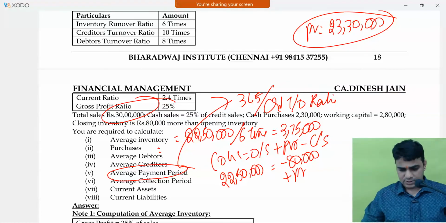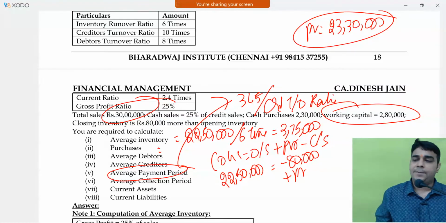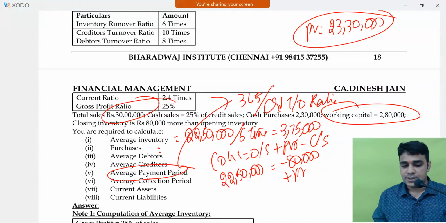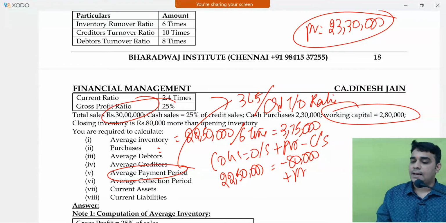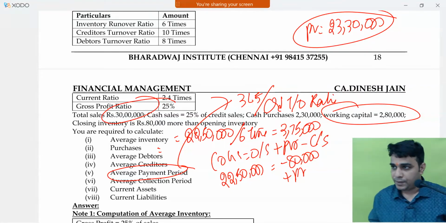Okay, working capital is also there. You'll use the understanding of working capital and get to your current asset and current liability. CA minus CL is 2 lakh 80 and CA is equal to 2.4 CL. 1.4 current liability is equal to 2 lakh 80. Current liability will turn out to be 2 lakh rupees. Current assets will turn out to be 4 lakh 80,000.